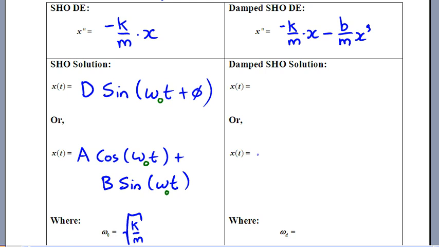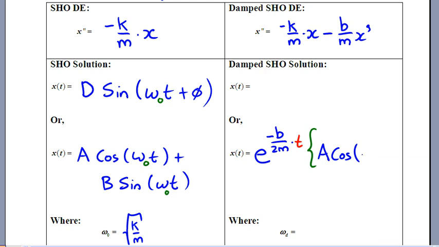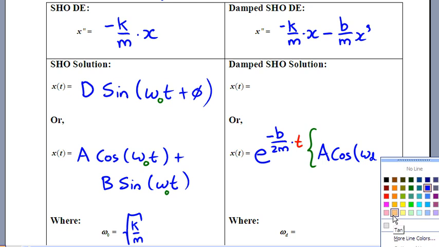So it ends up being e to the negative b all over 2m multiplied by time. So as time goes by, that exponential will decay away. That is going to be out front of the old solution. So let's open up some brackets here, multiplied by, and you're going to kind of see the old solution here now, some number A times the cosine of a slightly different frequency. Like it's amazingly close, but I'll call it omega d, multiplied by time.